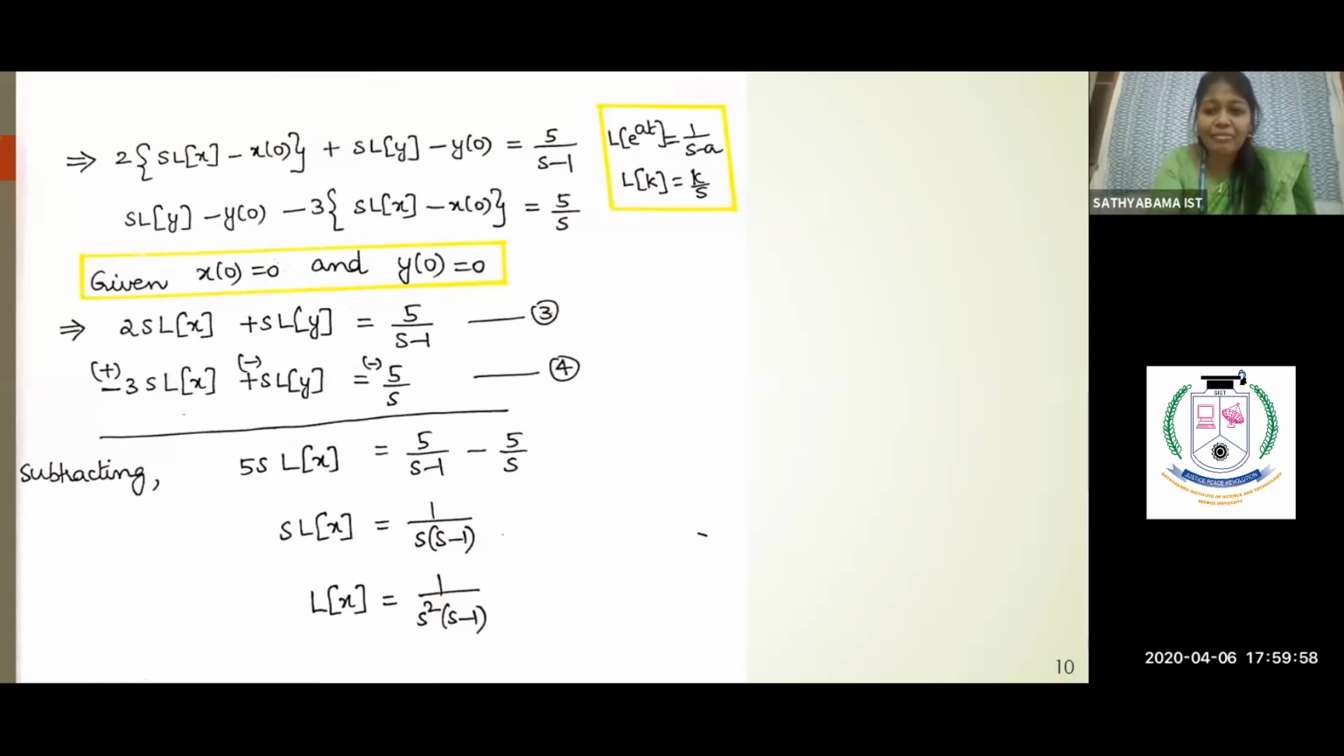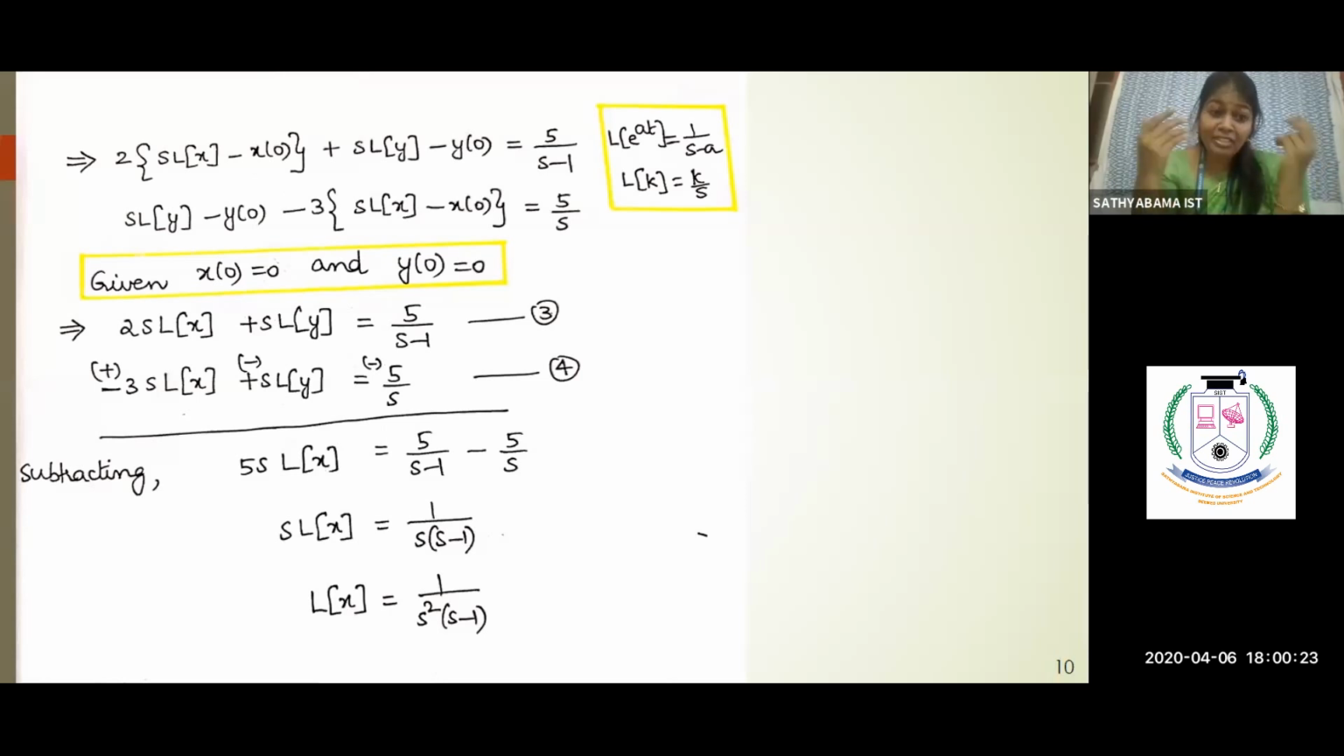Now we go on to step 4. Now what should you do in step 4? You have to treat these two equations as two equations with two unknowns. Okay, and eliminate one variable. So either eliminate L of x or eliminate L of y. Okay, so what have I done? See here the problem is really simple because look at equations 3 and 4. Both have s into L of y.